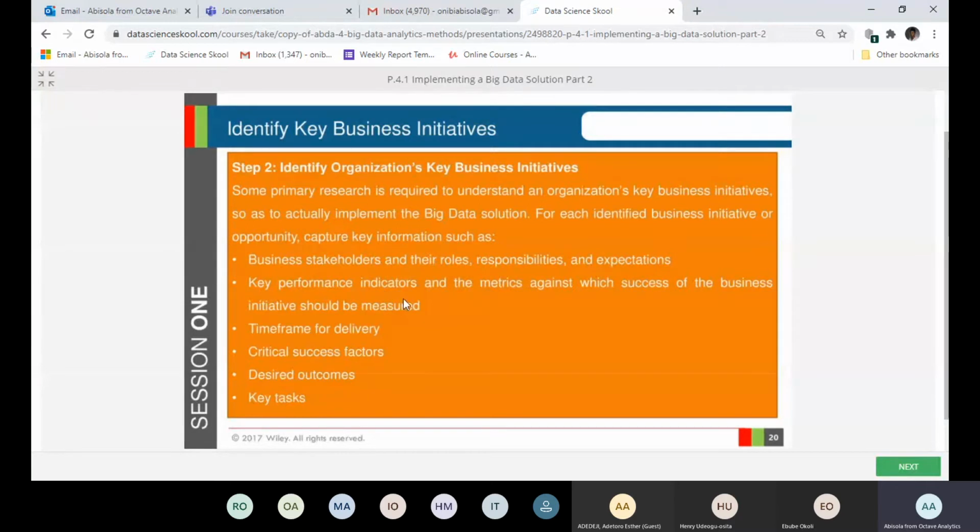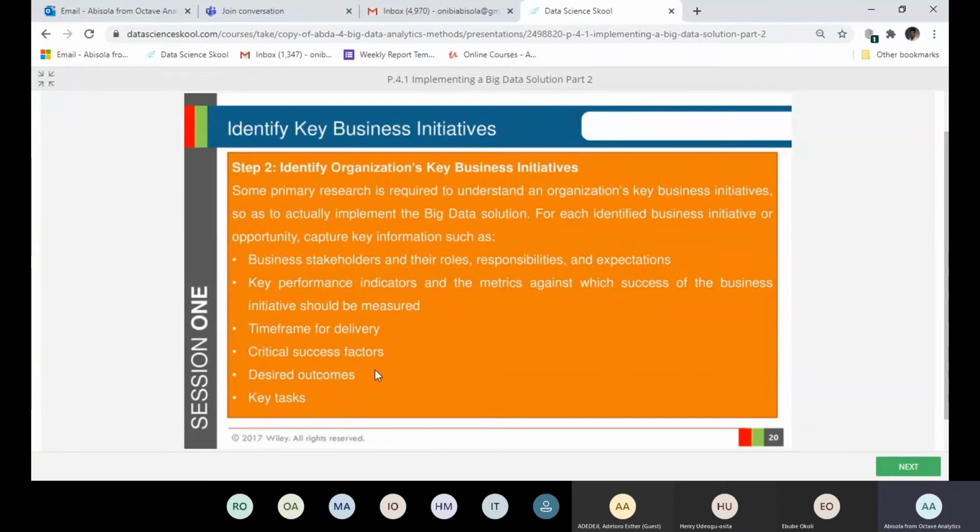You also have to check time frame for delivery. How fast do they usually want these solutions to come into play? How quick do you have to be in bringing these solutions to the table so that they'll be able to make use of them to make business decisions? Then critical success factors. These are the things necessary for the organization to achieve its mission. So what are the things that the organization needs to achieve its mission? Those are the critical success factors.